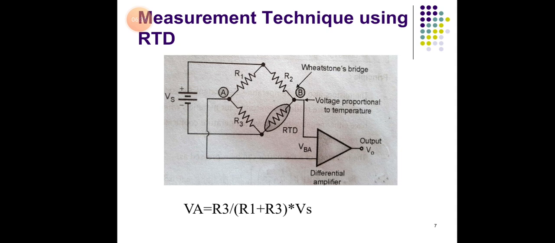However, the voltage at point B varies with variation in the temperature. The differential voltage VBA is amplified by a differential amplifier. The variation in the output voltage V0 is proportional to the change in temperature.